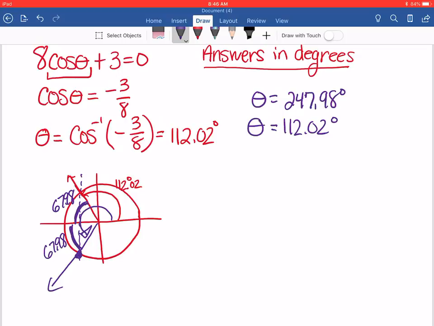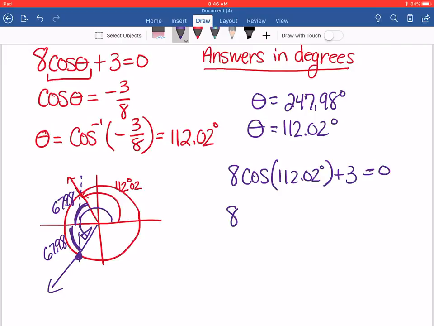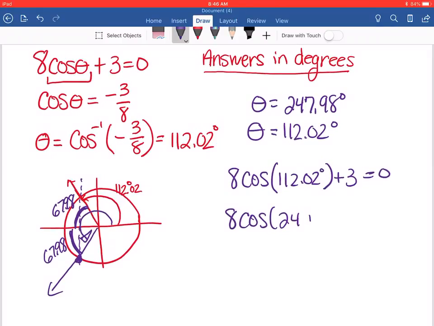So we can check it by plugging this into the calculator. If I take 8 and multiply it by the cosine of 112.02, and then add 3, I should get 0. And then do the same thing, check your other angle. If I have 8 times cosine of 247.98 degrees, and I add 3, I should get 0. So let's do that now.